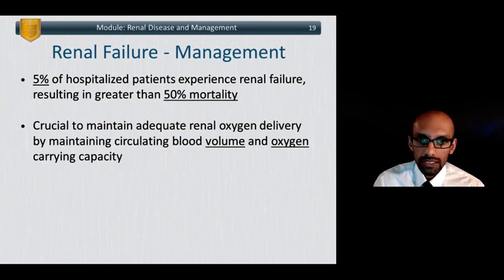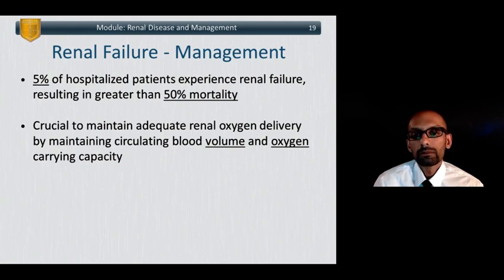So overall, managing renal failure, this is probably something that you understand thoroughly because you've been taking care of these patients since you were a first-year resident. 5% of hospitalized patients experience renal failure, resulting in greater than 50% mortality. So it's worth knowing how to manage these patients, especially since many of them will need to come to the operating room for a variety of reasons.